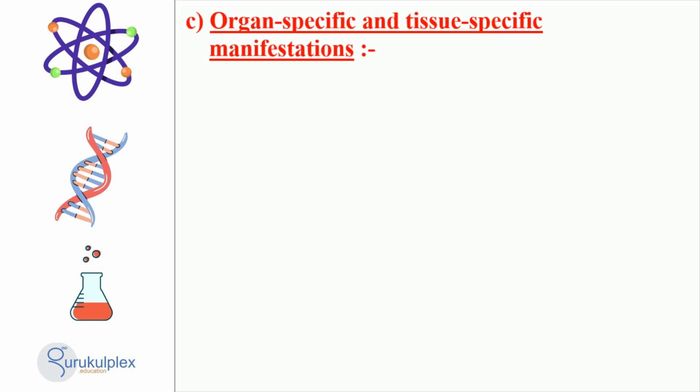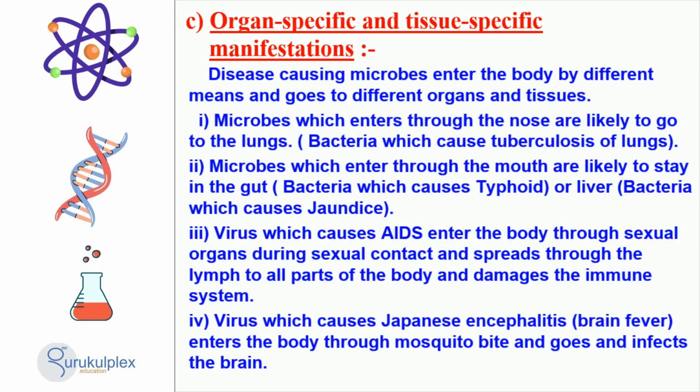This PowerPoint slide delves into how microbes have a tendency to enter the body through various means and then travel to certain organs and tissues. For instance, the bacteria responsible for tuberculosis tend to go to the lungs after entering through the nose, while bacteria that cause typhoid usually go to the gut after entering through the mouth. As for viruses, those that cause AIDS can travel through the lymphatic system to many parts of the body after entering through sexual organs, and Japanese encephalitis is possible to contract after being bitten by a mosquito, affecting the brain. All of this serves to demonstrate the pattern of organ-specific and tissue-specific manifestations of disease-causing microbes.